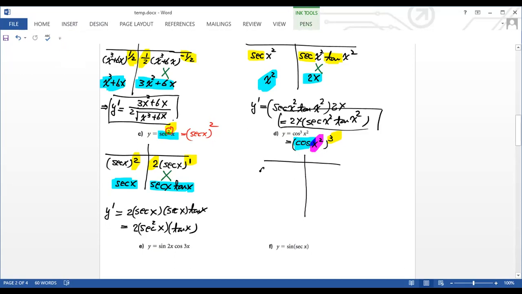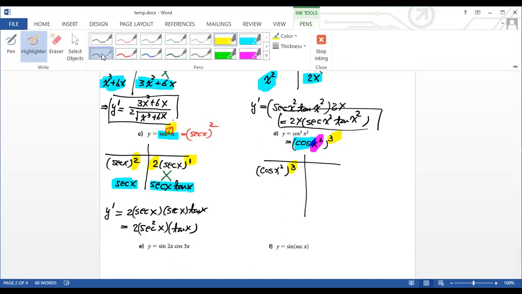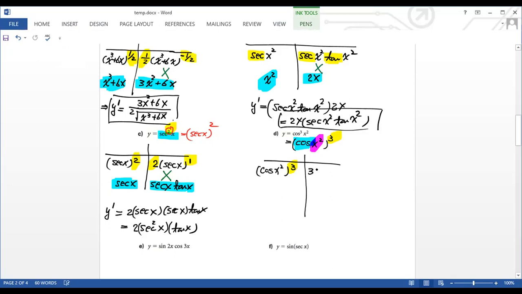So here, this is cosine x squared to the cube, right? Remember, this is my first layer. So how do I take the derivative? It will be 3 cosine x squared. Whatever is inside, I'm not changing, right? So it's 3 minus 1 is 2. So this is 3, this is 2.